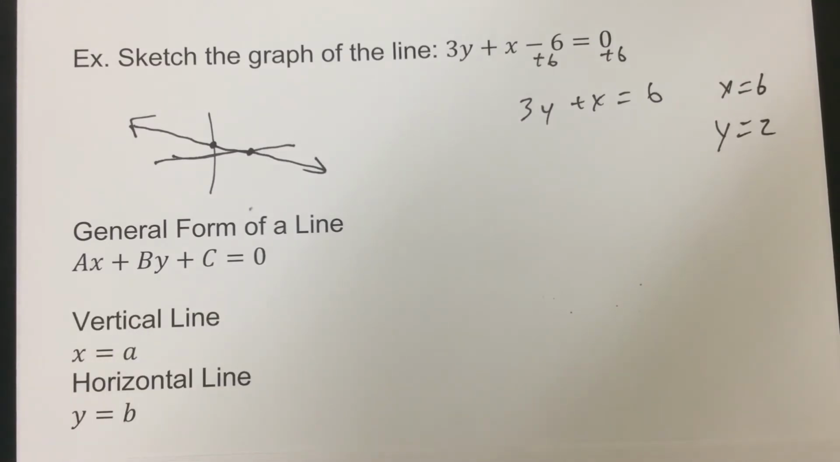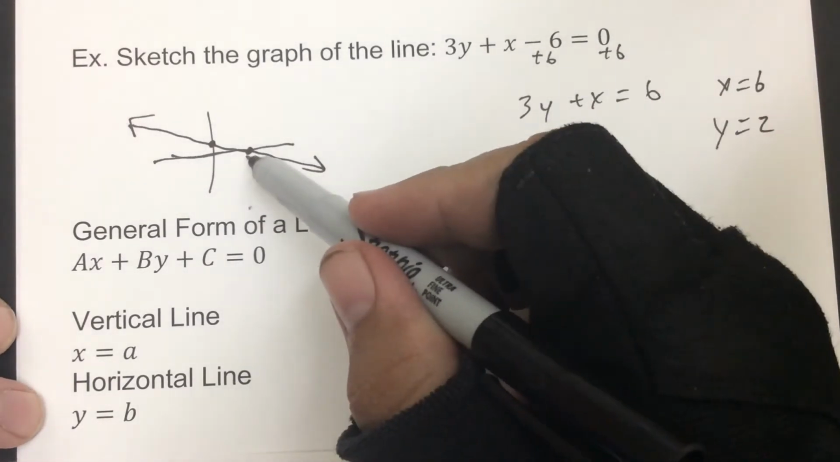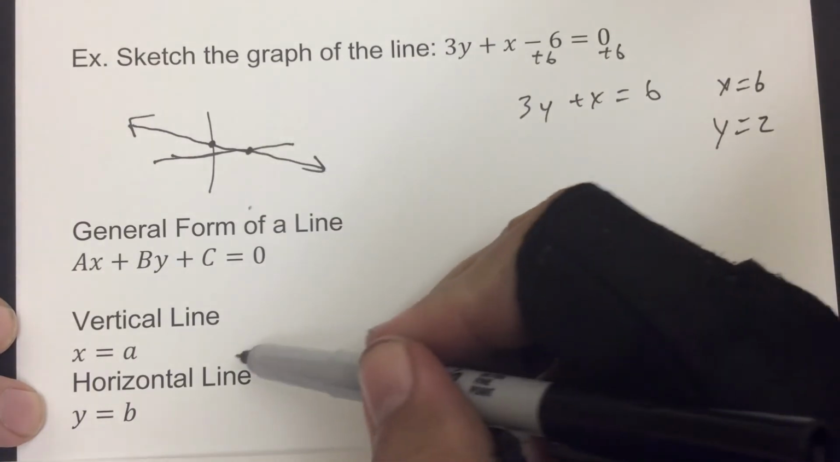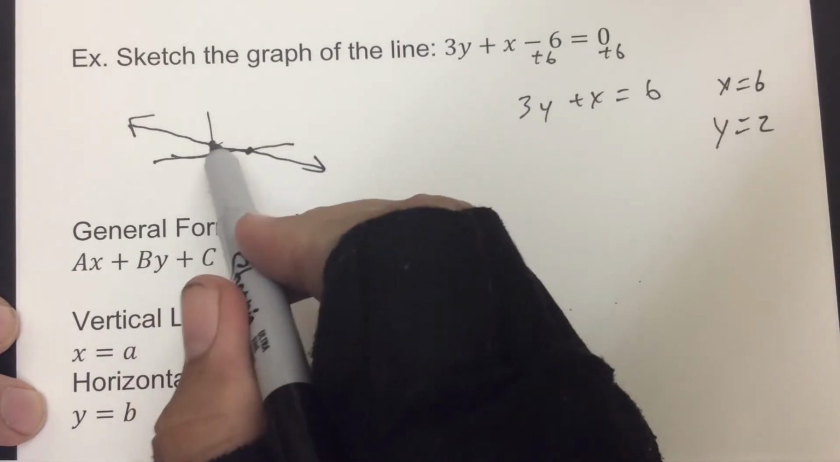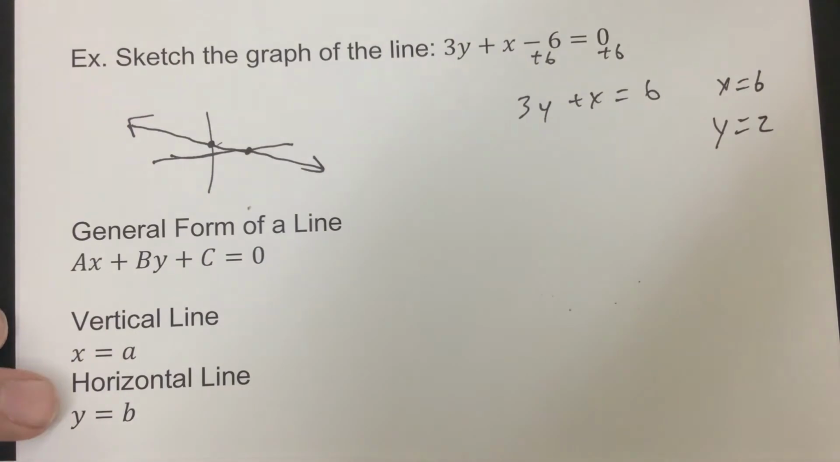So the graph of a vertical line is going to be x equals a. So it'd be through whatever that x is, you'd have the vertical line. And y equals b, so whatever that b is, you would have the horizontal line cutting through there.